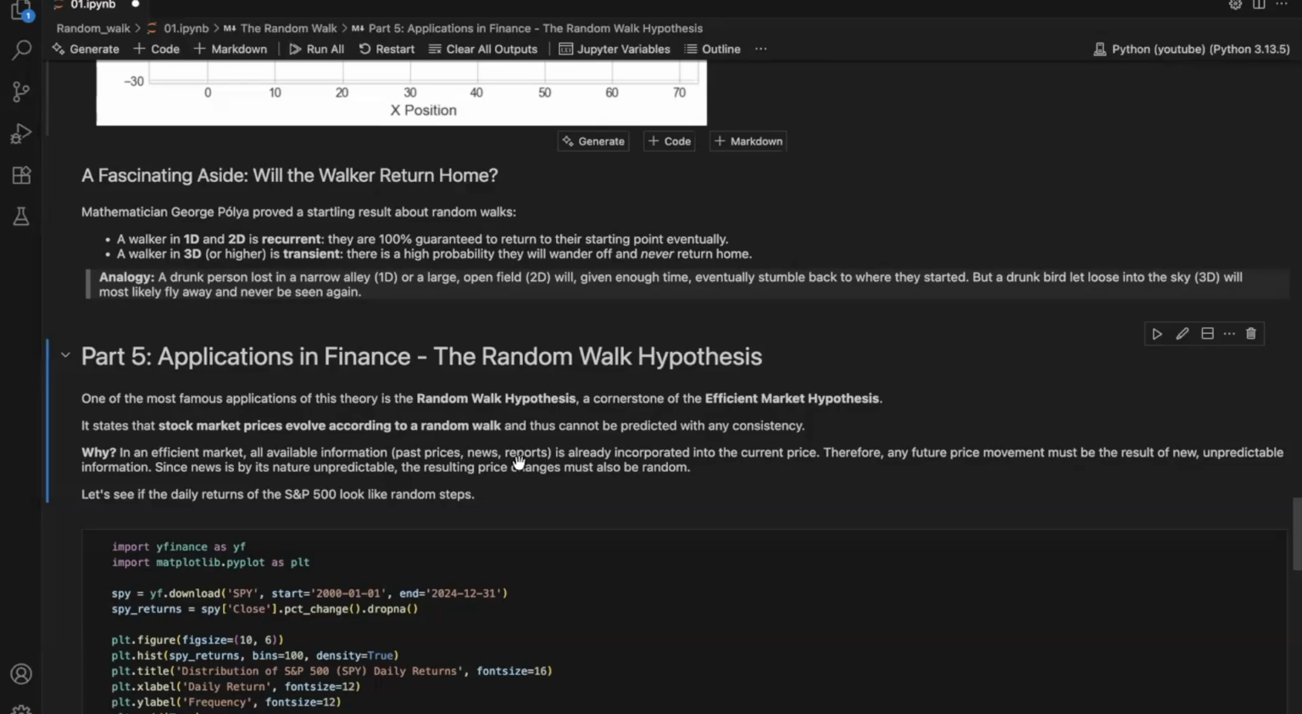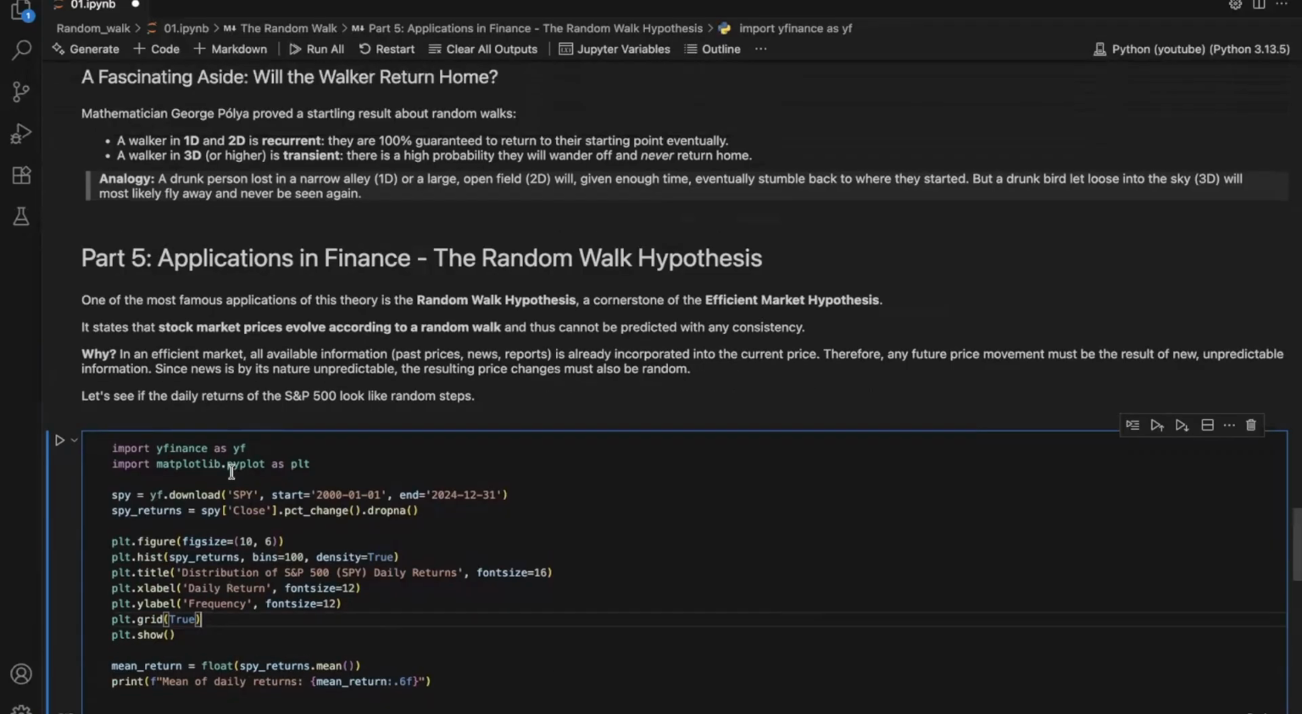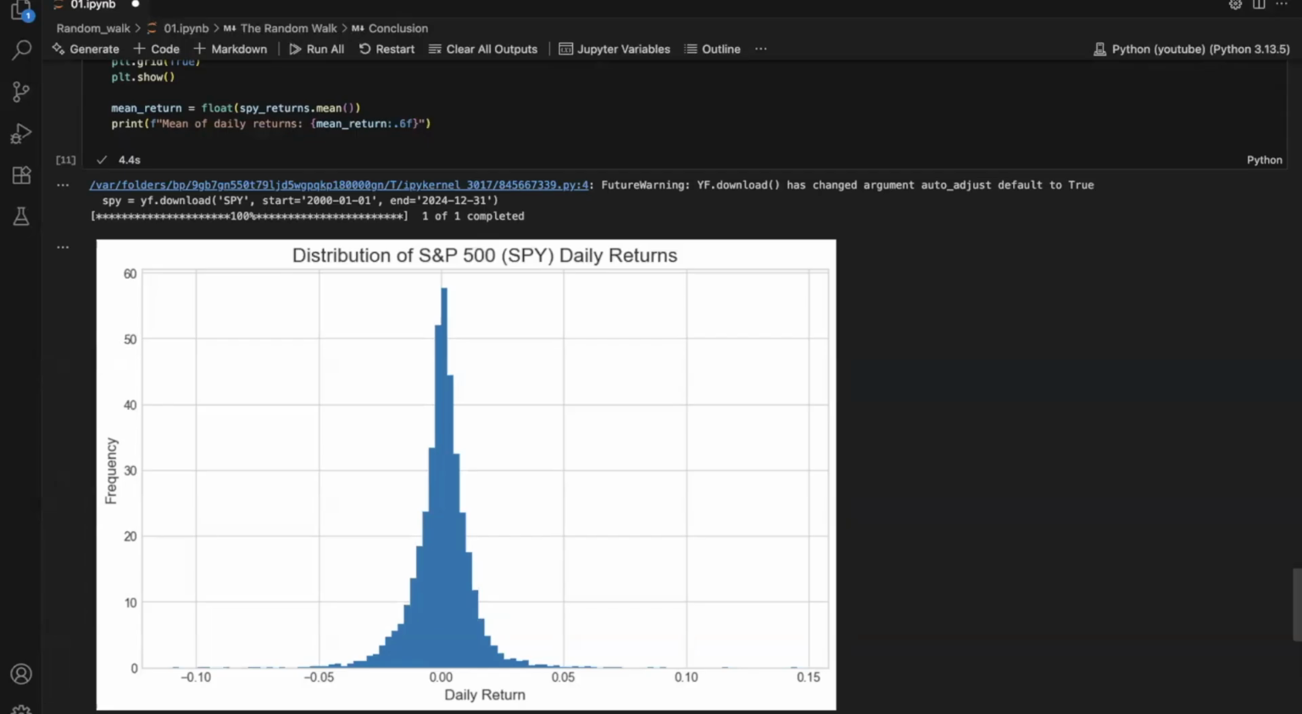Now, let's see if the daily returns of the S&P 500, using the SPY ETF, look like the random steps from a simulation. So in this snippet, we download the open, high, low, close data of the S&P 500 from January 1st, 2000 to December 31st, 2024. And we calculate the percentage change in close of each day. And we plot the histogram. So here is a histogram of the daily percentage returns of the S&P 500 over the last 25 years.